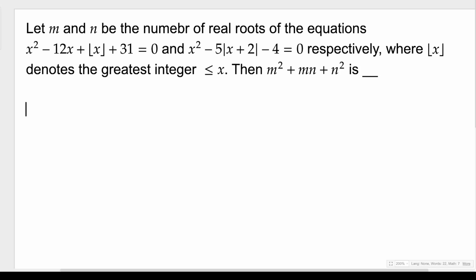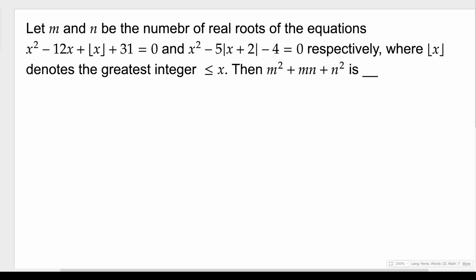So consider this given problem statement. Let m and n be the number of real roots of the equations x² − 12x + ⌊x⌋ + 31 = 0 and x² − 5|x + 2| − 4 = 0 respectively, where the notation ⌊x⌋ denotes the floor value of x, described as the greatest integer less than or equal to x, and this notation is already explained here. In that case we need to compute the value of m² + mn + n².